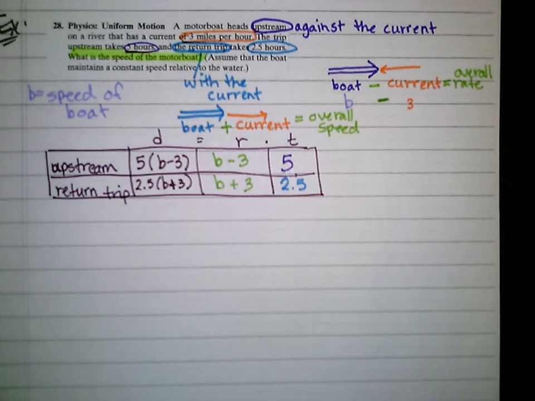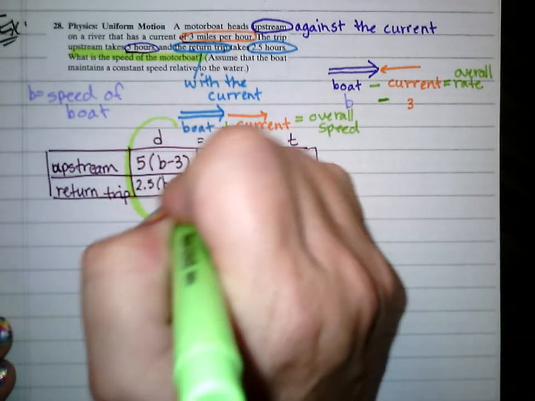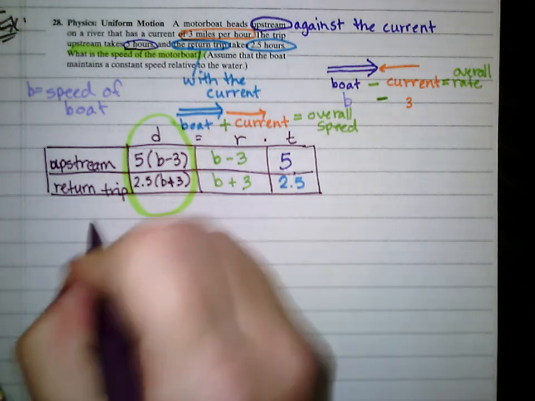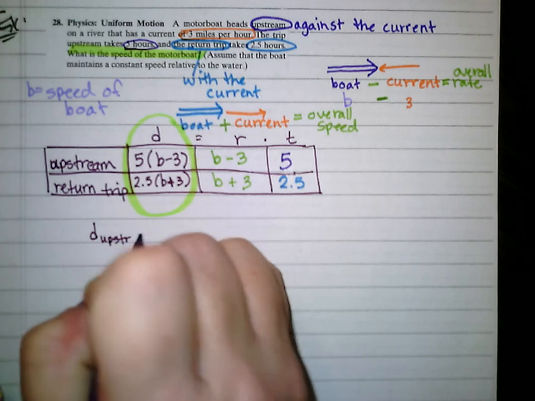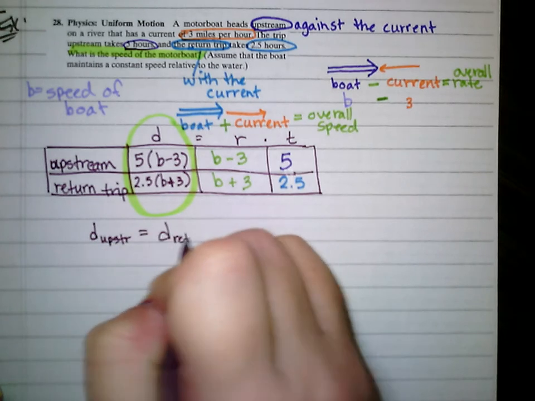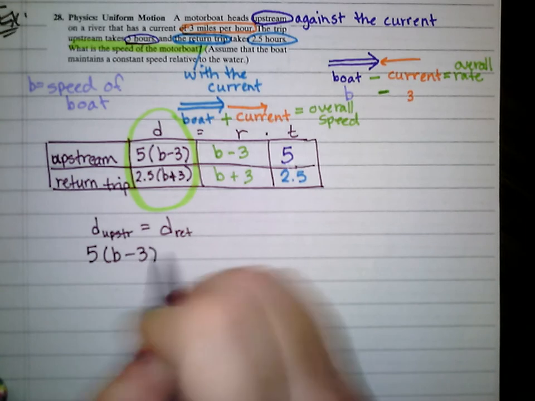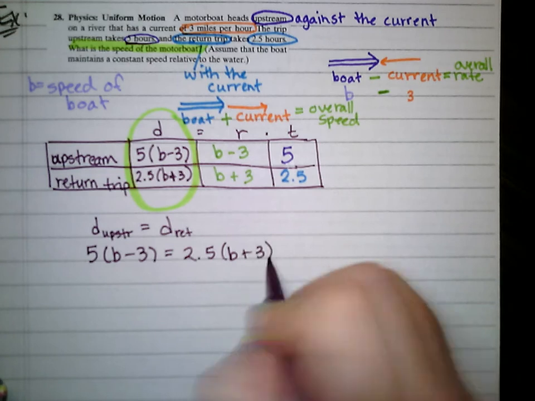And then what we know about going upstream and then the return trip is that the distance that we travel is going to be the same overall. So the distance going upstream is going to be equal to the distance on the return trip. So we can say 5 times B minus 3 equals 2.5 times B plus 3.